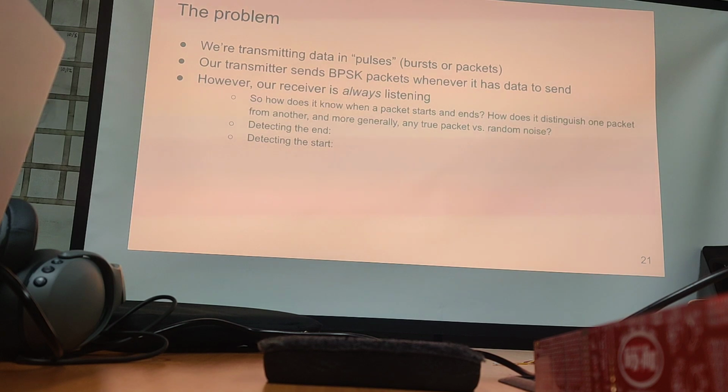So detecting: the receiver is always listening, so how does it know when a packet starts and ends? Detecting the end of a packet is actually pretty easy. We just restrict our packets to a known length, so there's going to be a set number of symbols being sent in each packet. Really, the trick here is figuring out the start of each packet, because you want to retain the time domain order.